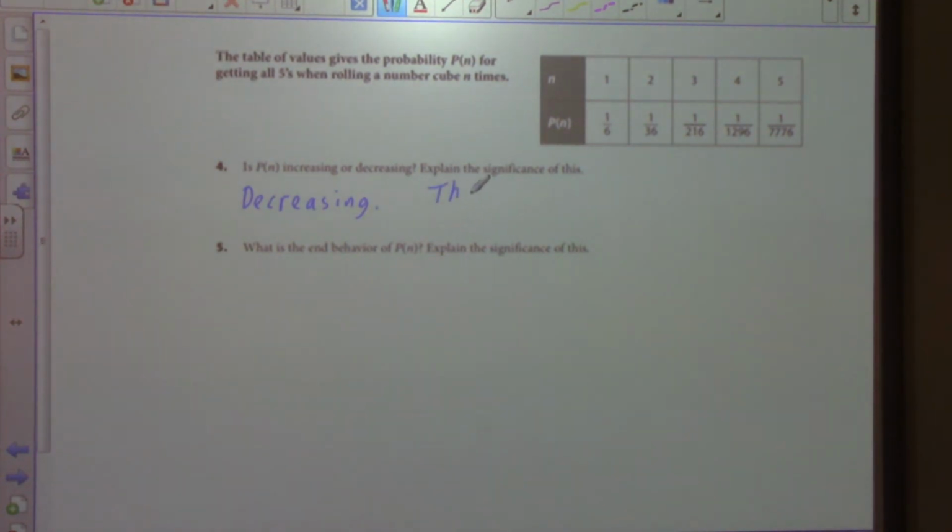So the denominator gets bigger, and correct me if I'm wrong on this: the denominator increases as n increases, right? Would that be a good way to say it, Marcus?